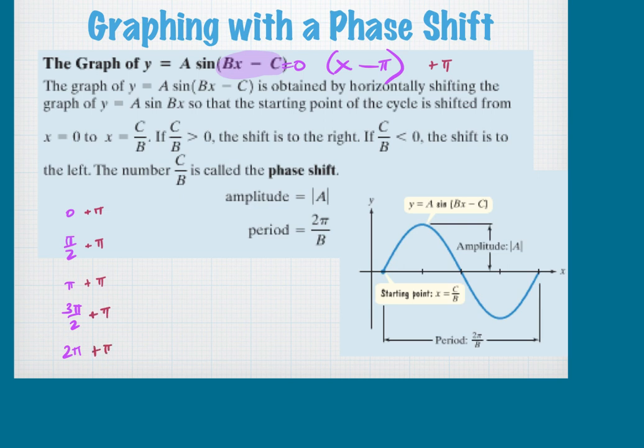And what happens is it literally takes your curve and shifts it, so you're no longer starting at x being 0. You're starting where x is your phase shift. So after you find your key points, you add the phase shift or subtract the phase shift from them, depending on if it's positive or negative.